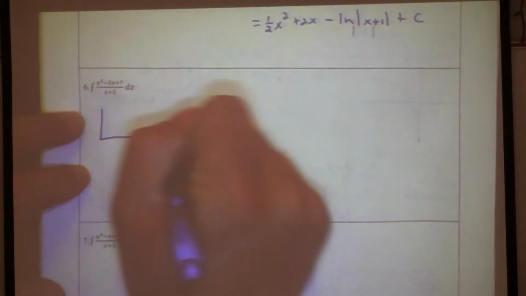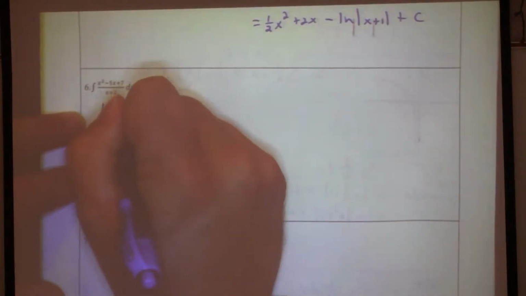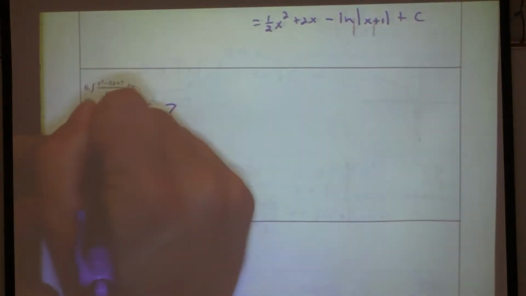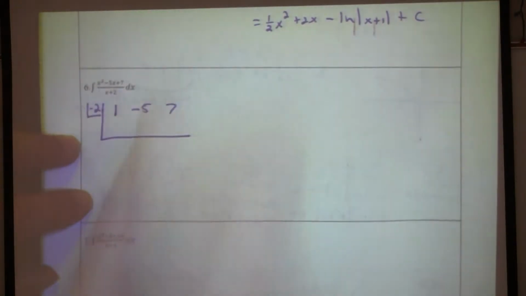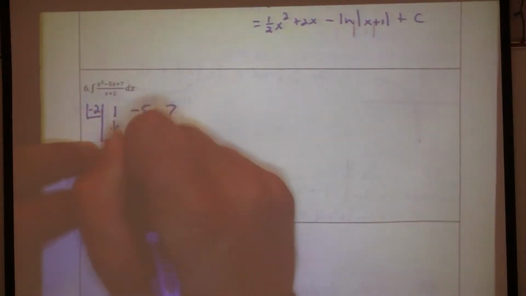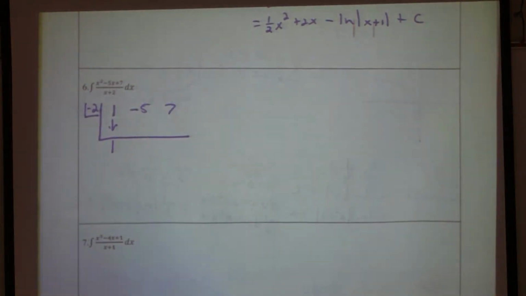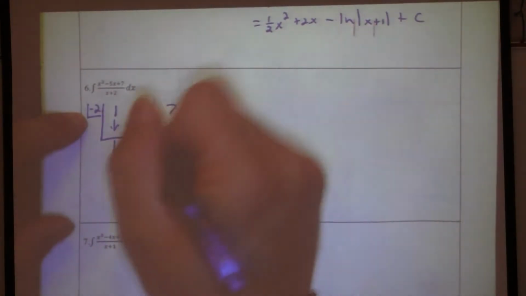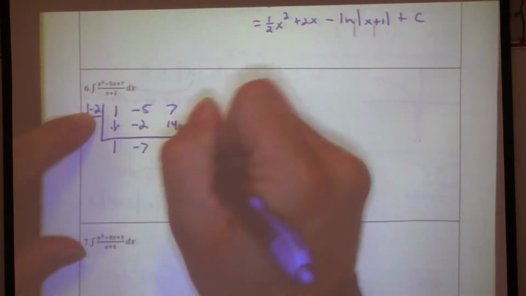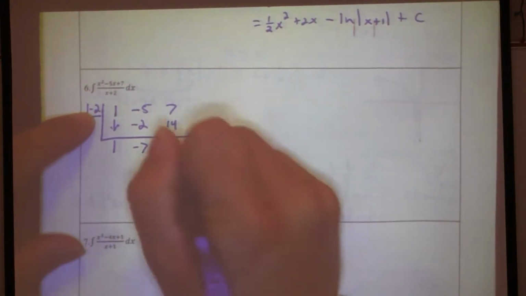So let's do the synthetic division. What goes inside? 1. No zeros? Why no zeros? Because all their terms are there, right? From the second power down to the... Okay? What goes on the outside? -2. What do I do with the 1? Bring it down, then I follow mama. So 1 times -2, add, times -2, positive 14, plus 7. That's my remainder.